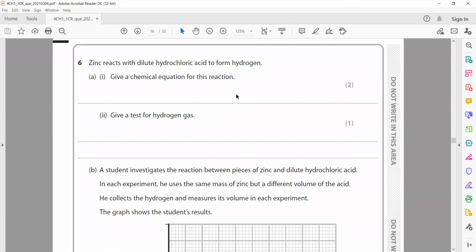Zinc reacts with hydrochloric acid to form hydrogen. Write a chemical equation for this. So when a metal reacts with acid, it will give salt plus hydrogen. Give a test for hydrogen: a lighted splint will give a pop.